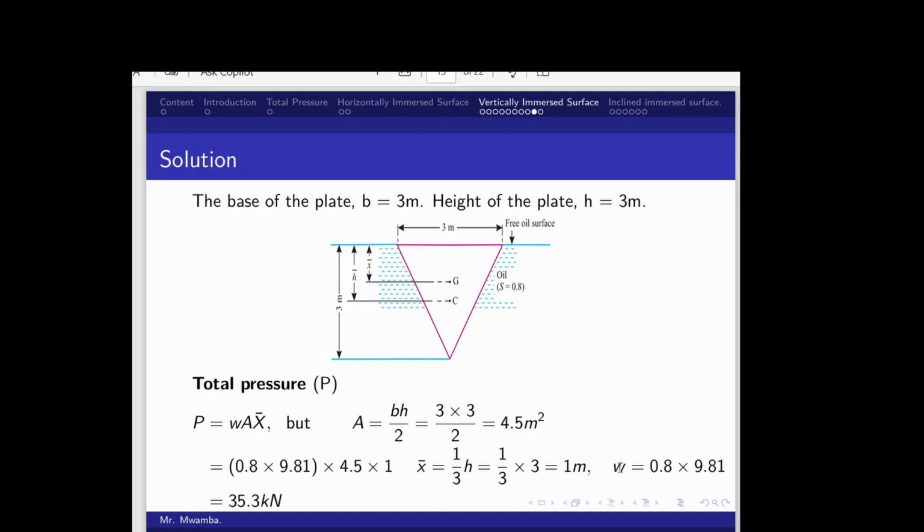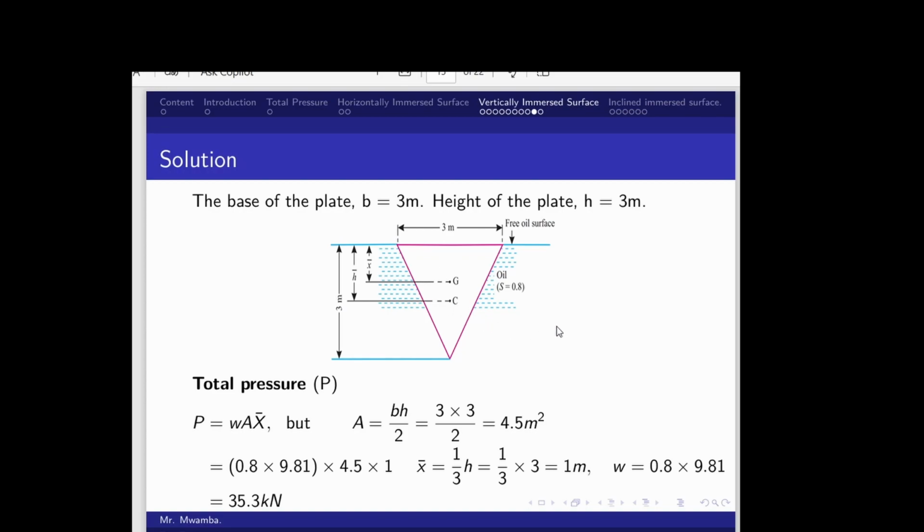Then specific weight is this one, we've already found it. And then substitute and evaluate, you get 35.3 Newton-meter for the pressure. So this is the amount of pressure which is being acted on this triangle.